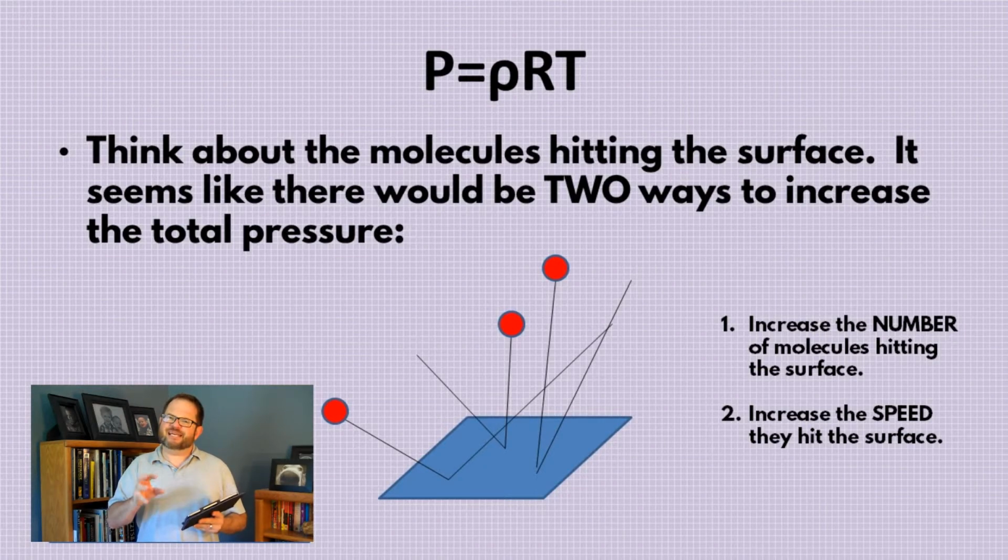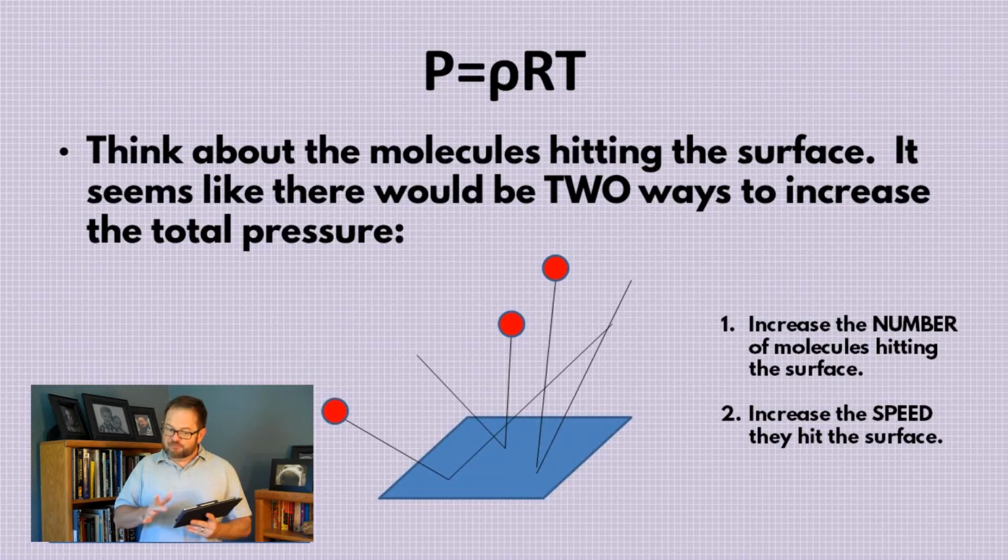Real quick, let's talk about density. That rho symbol there. Density means like how much stuff there is in a unit volume. Like how much air is in a cubic meter. We're going to use units of mass. So like how many kilograms of air are there in a cubic meter? That's going to be our unit, our way of describing density.